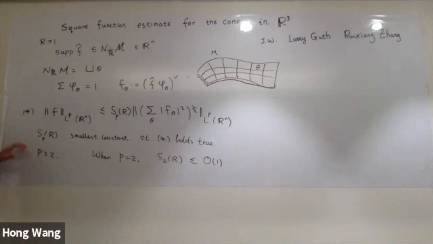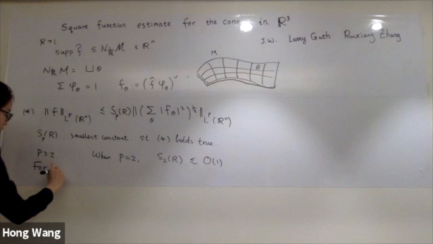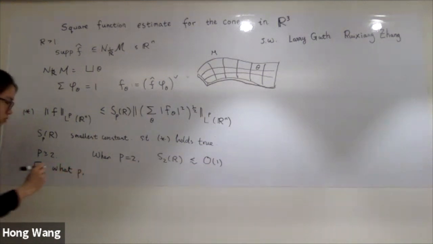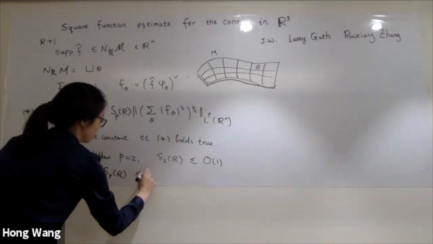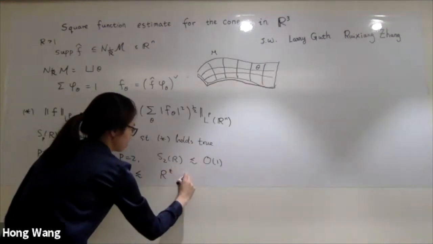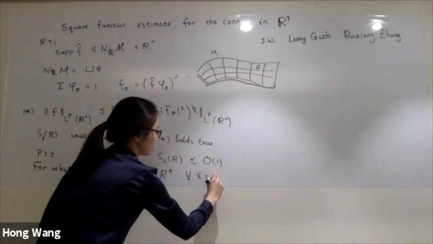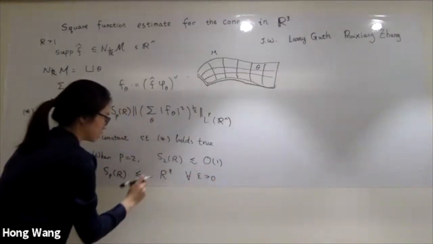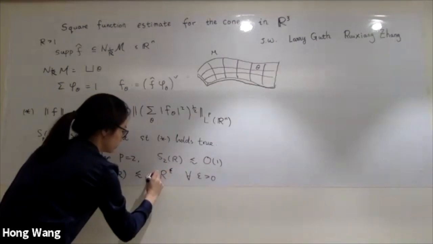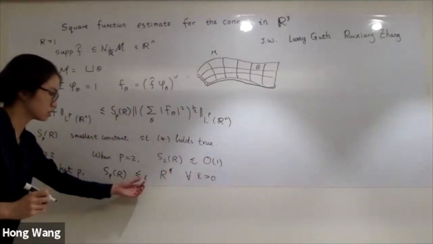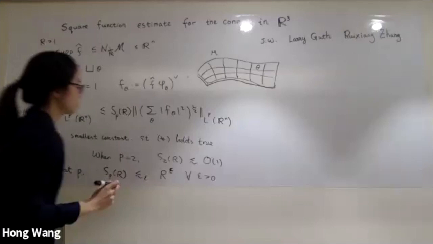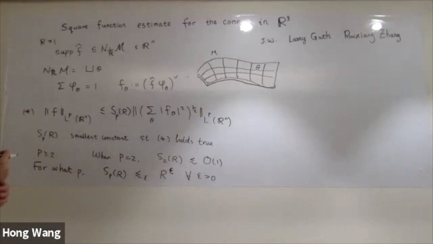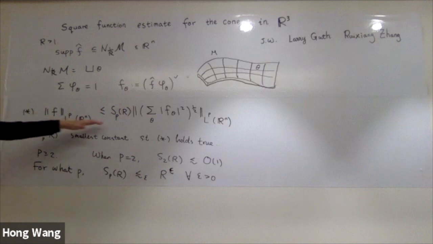So the question becomes, for what p can we have S_p(R) bounded by C_epsilon R to the epsilon, where epsilon is any small positive number? So this can be a constant depending only on epsilon, times R to the epsilon. So this is the question we ask for the square function estimate.